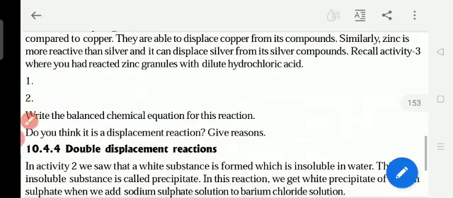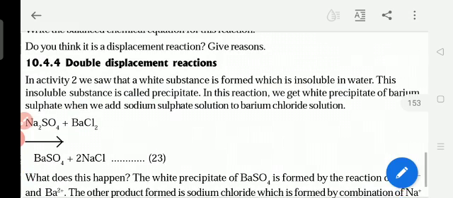And next, there are so many examples. You see Pb means lead, Zn means zinc, Ag means silver, silver nitrate. Now, double displacement reaction.